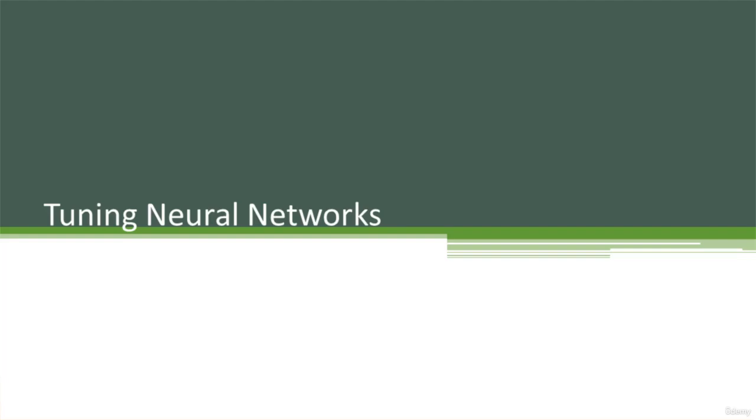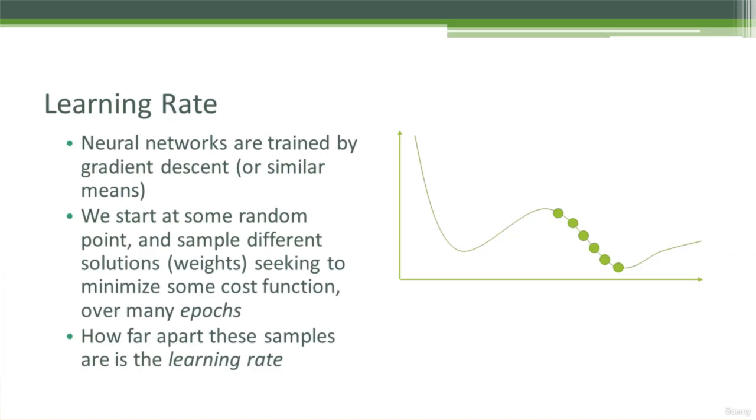Let's talk a bit about tuning your neural networks. This is not stuff that is typically taught, but I'm going to try to convey it as best as I can. So let's talk about learning rate first of all. What do we mean by learning rate? Well, you need to understand how these neural networks are trained. They're using a technique called gradient descent or something similar to gradient descent. There's various different flavors of it out there.